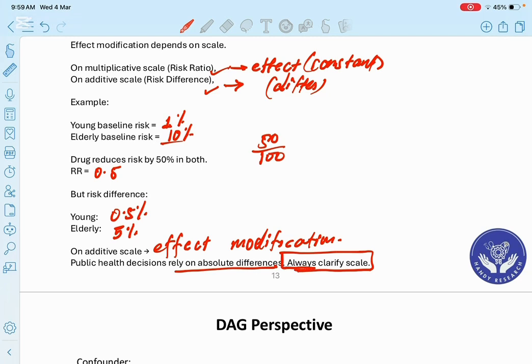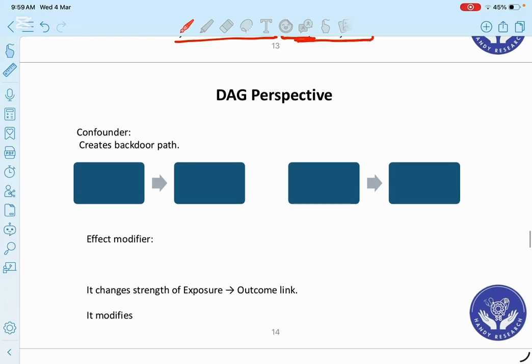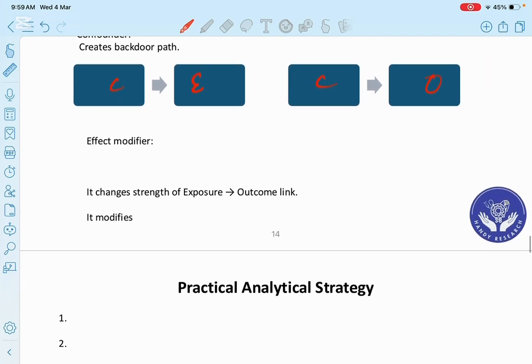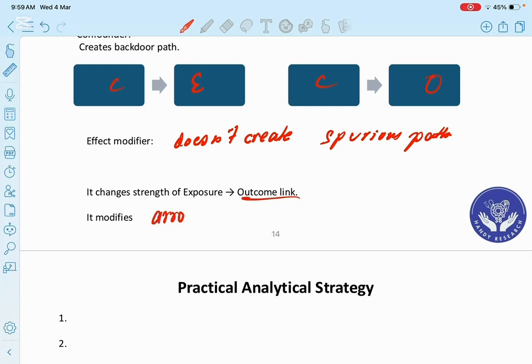Okay. Now, the directed acyclic graph perspective. We have already explained this maybe in the second and third lectures. A confounder creates backdoor pathways: the confounder leads to the exposure, and the confounder leads to the outcome. So an effect modifier does not create a spurious path. It changes the strength of the exposure-to-outcome link. It modifies arrow thickness, not the direction. Did you get this line? Arrow thickness means the magnitude changes, not the direction.